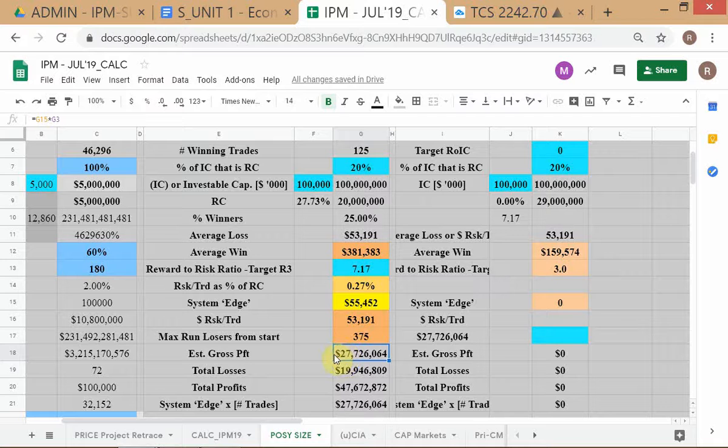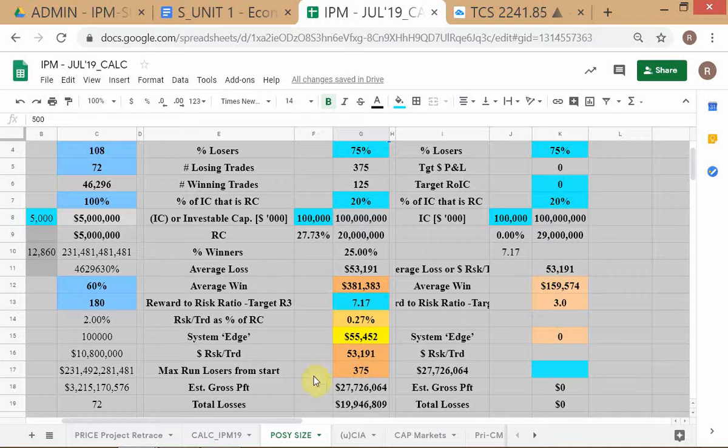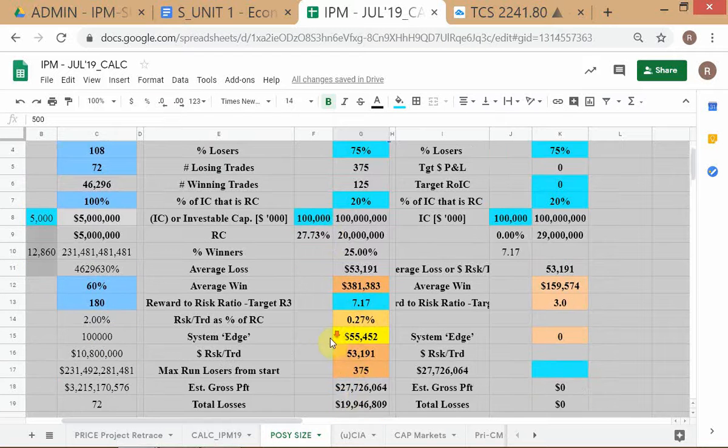Now the other way to arrive at the gross profit: what is the meaning of system edge? System edge is basically the average outcome. Remember we said expectation is the probability weighted average outcome. So here system edge is the probability weighted average outcome of the trading system. So on average you make 55K. How many trades are you doing? 500 trades. Over 500 trades on average you are making 55K. Notice that 500 is here in G3.